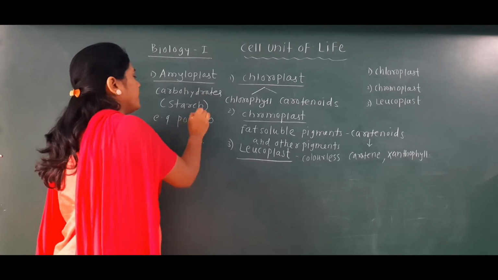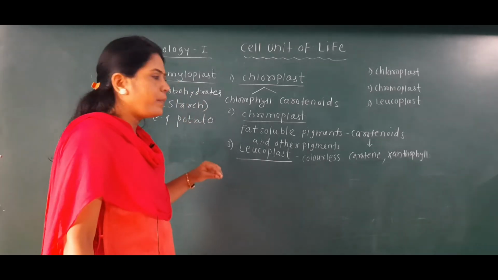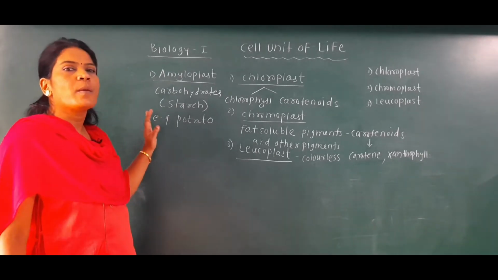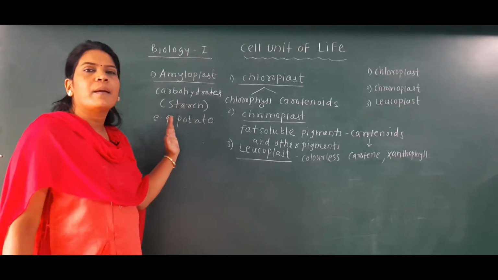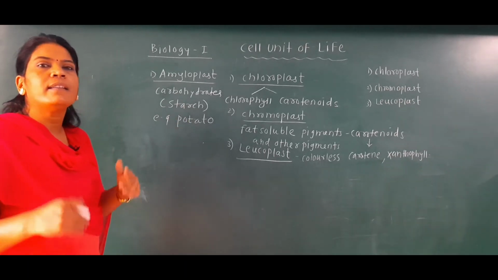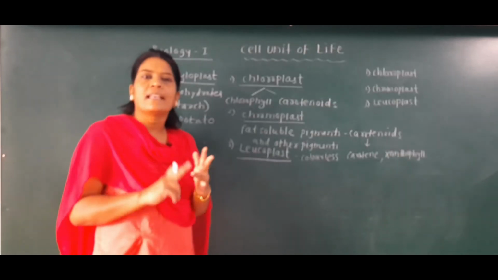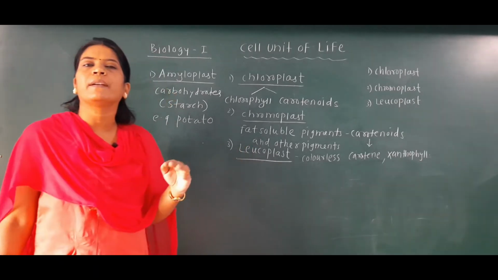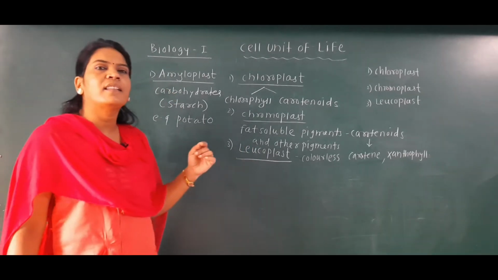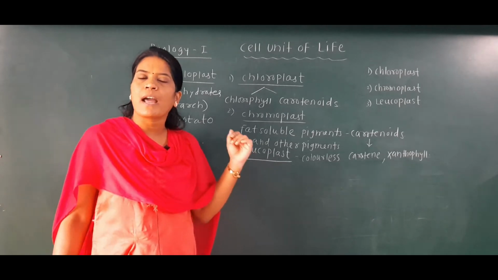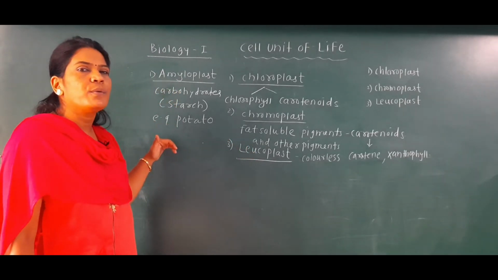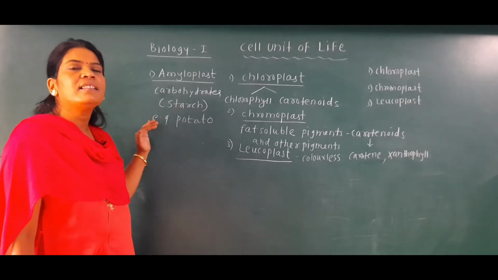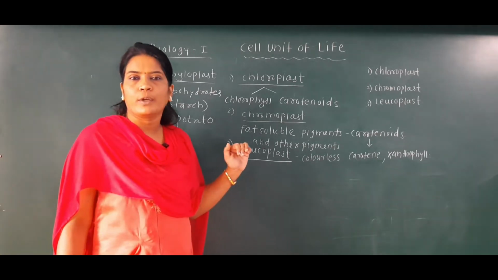So this amyloplast is the type of leucoplast which stores carbohydrate as a nutrient. The form of carbohydrate is starch. An example is the potato, because carbohydrates are of three types: monosaccharide, disaccharide, and polysaccharide. Monosaccharide has different examples, disaccharide has different examples, and polysaccharide is nothing but the starch. So carbohydrates are stored in amyloplast in the form of starch, which is commonly found in the potato.